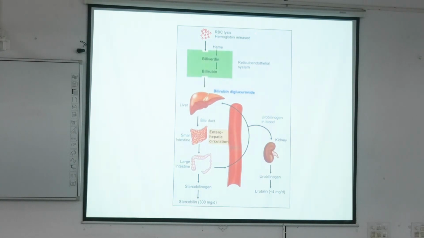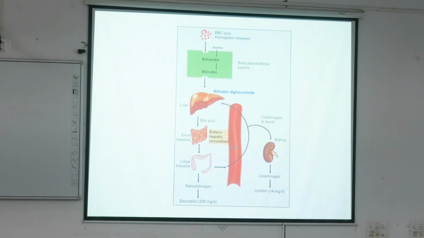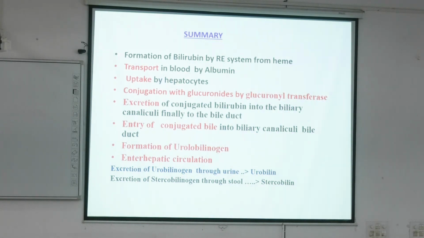So, just to sum up, senescent RBC will be taken up by the reticuloendothelial cells, with conversion from heme to biliverdin to bilirubin, taken up by the liver, conjugated to bilirubin diglucuronide, and excreted. In the small intestine and the large intestine it will be degraded to urobilinogen, and taken up by the enterohepatic circulation. The major part will be excreted through the stool as stercobilinogen, and some part will be excreted through the kidney as urobilinogen, which forms urobilin. This is the summary, and you must remember all these steps. First, formation of bilirubin by the reticuloendothelial system. Is it clear?